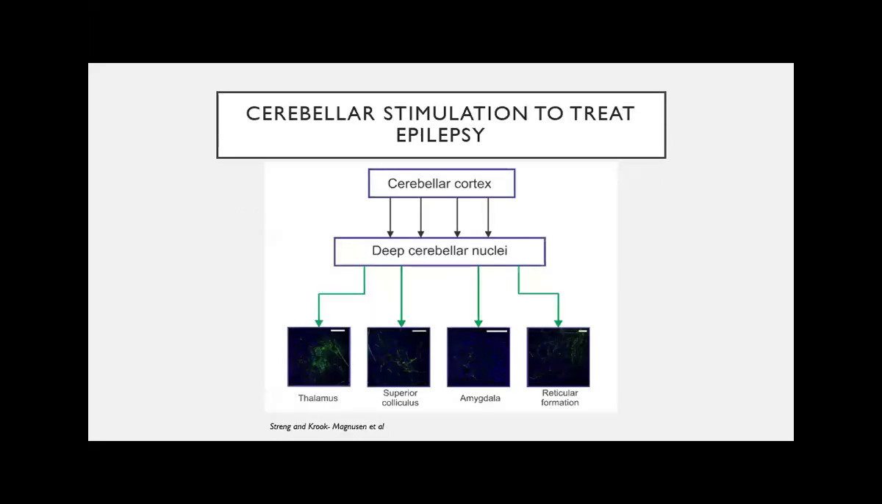Coming to cerebellar stimulation to treat epilepsy. As we've already described, the cerebellar cortex integrates its input and sends signals to the deep cerebellar nuclei, which project to various parts of the neuraxis, that is the thalamus, superior colliculus, amygdala, reticular formation, which are involved in seizures as well as seizure related activities. So cerebellar stimulation has been thought of as a target to treat epilepsy.